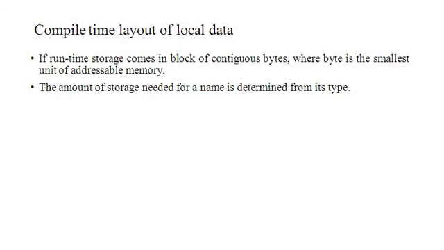If your runtime storage comes in a block of contiguous bytes, where a byte is the smallest unit of addressable memory, the amount of storage needed for a name is determined from its type. Storage for an aggregate such as an array or record must be large enough to hold all its components. The field of local data is laid out as the declarations in a procedure are examined at compile time.